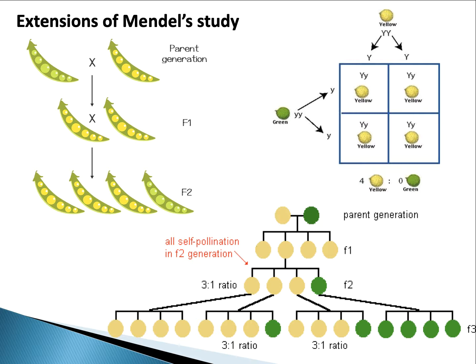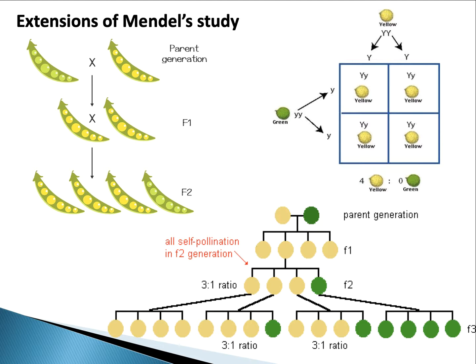What he didn't know then, but we know now, is that each of those characters is caused by a gene that makes a certain protein product that causes those characters. And so during meiosis, those characters separate into individual chromosomes, and then when you do the cross, those alleles come together again.